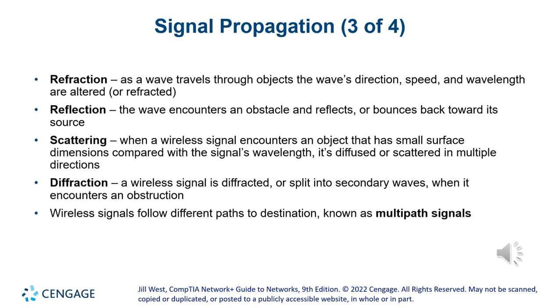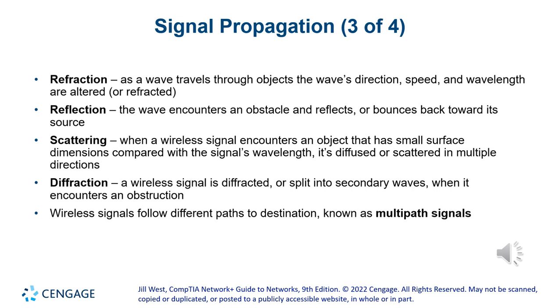Now, diffraction is a little bit different, because diffraction is when you hit an object that might be kind of sharp, like the corner of a building or the corner of a table. What it does is it diffracts the signal. It will split it into multiple waves. It's a little bit different from scattering, because scattering goes in all kinds of different directions. Diffraction can be predicted: if you know the surface, the roughness of the surface and the shape of that surface, then you can predict how the diffraction is going to go and how many split signals you're going to get.